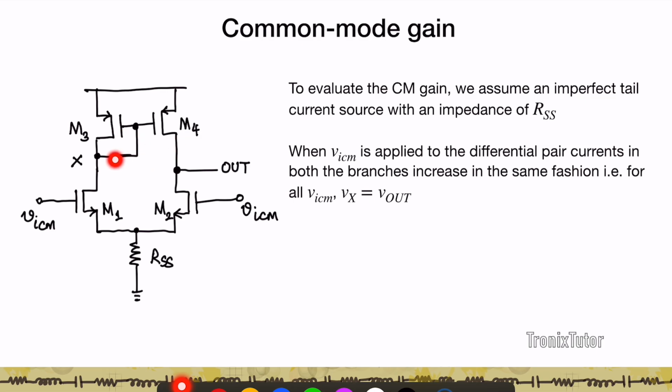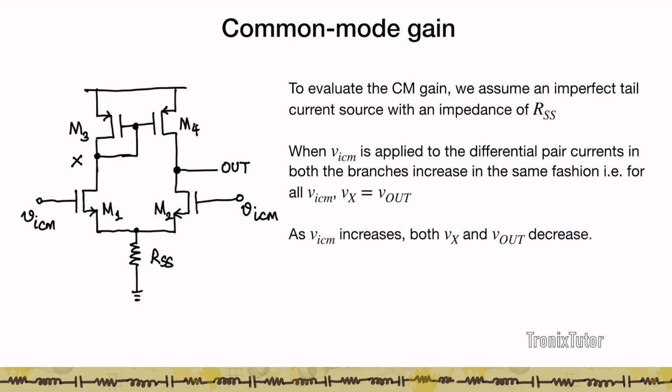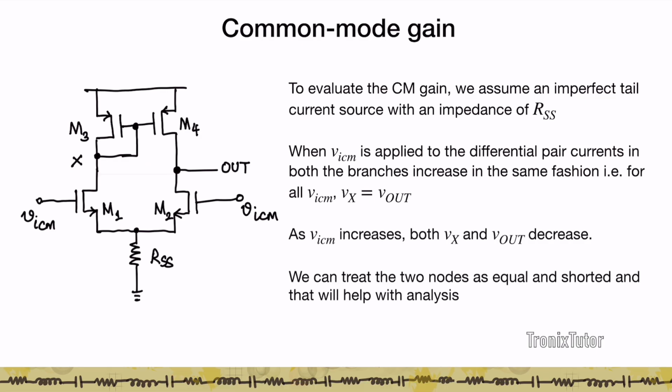It's a symmetric kind of circuit. So what I have in that case is my Vx and Vout are equal. And they're going to be equal for all VICMs, right? Because as VICM changes, both M1, M2 current changes, M3, M4 current changes, leading to Vx equal to Vout, right? And so just for simplicity, we can treat this as a short circuit between Vx and Vout, just that there's no current flowing through this. And this makes it easy to analyze.